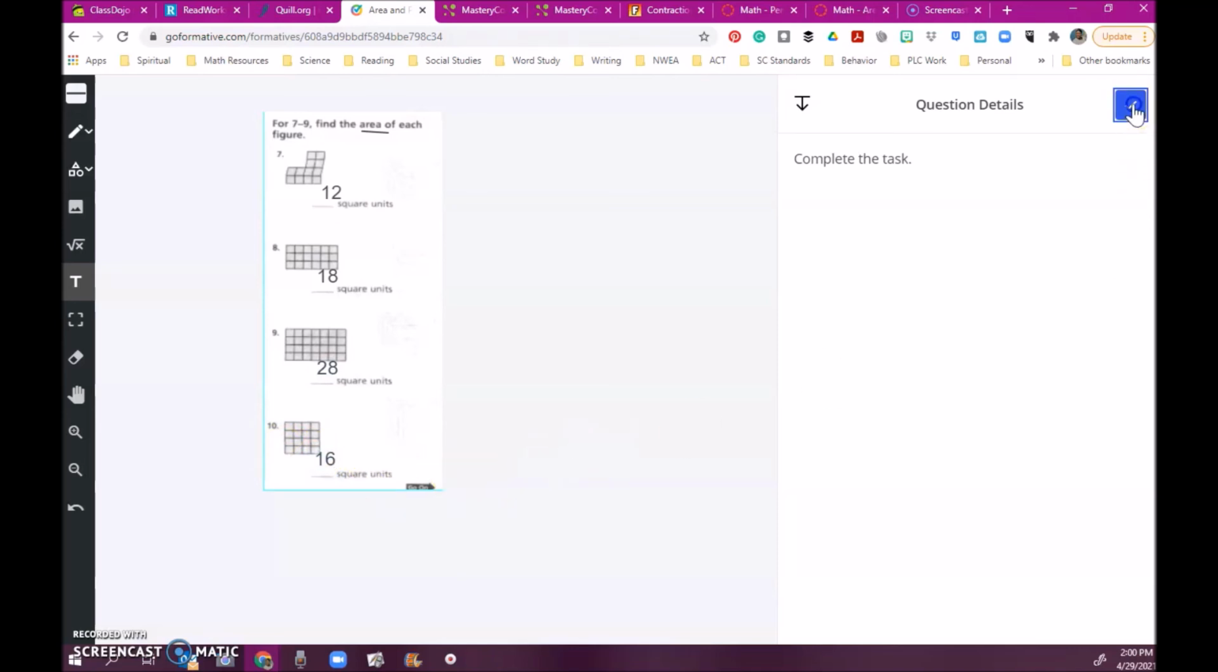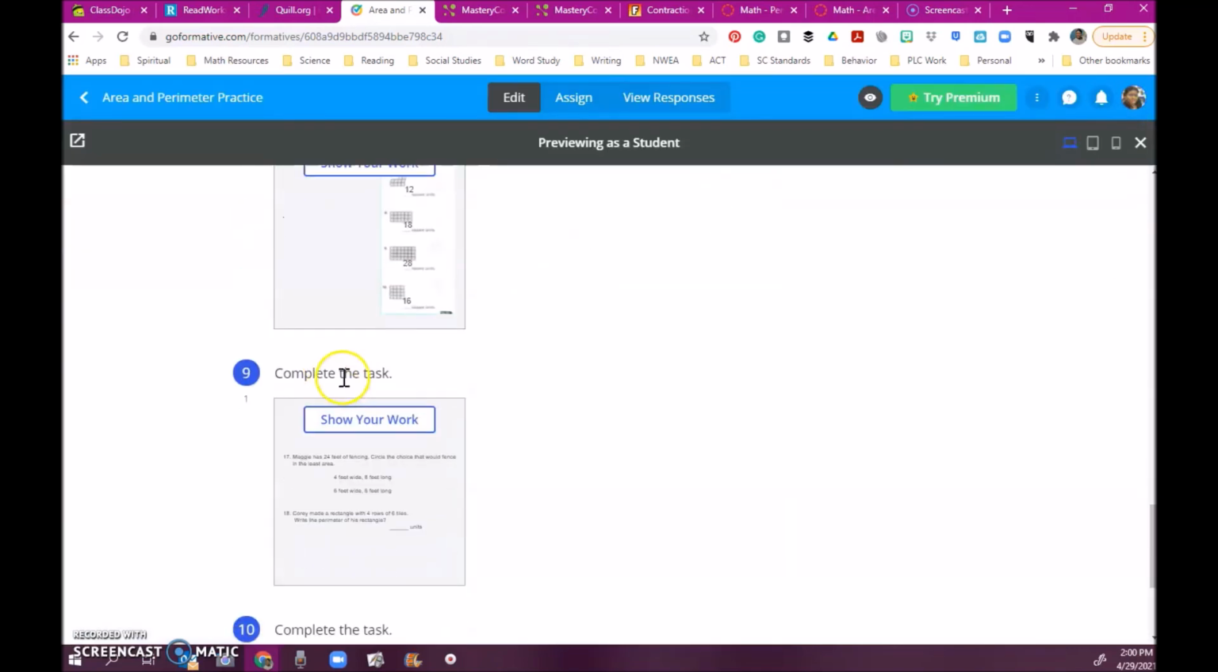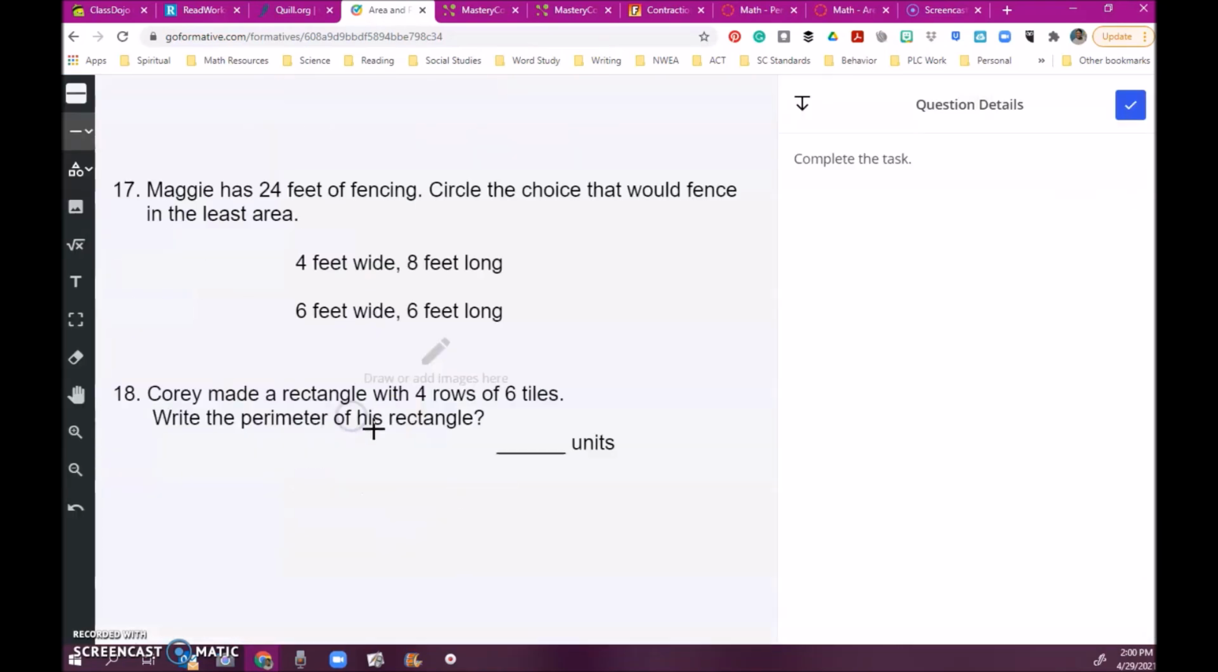Okay, moving on to our next task. Number 9. There are actually 2 tasks in here, so we're going to do both of them. Maggie has 24 feet of fencing. Circle the choice that would fence in the least area. So Maggie has 24 feet of fencing. That's important to know. And then we have to circle the choice that would fence in the least area.